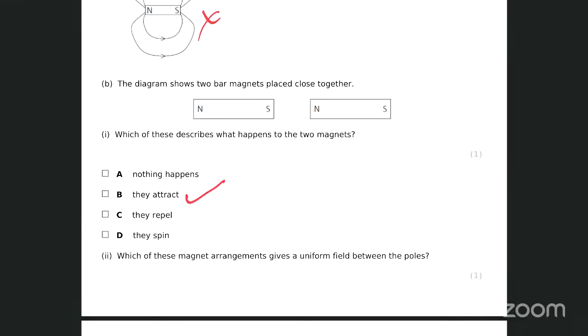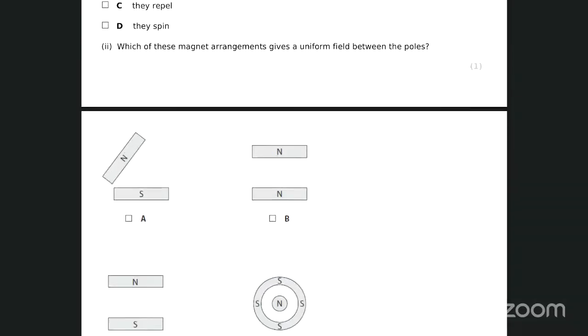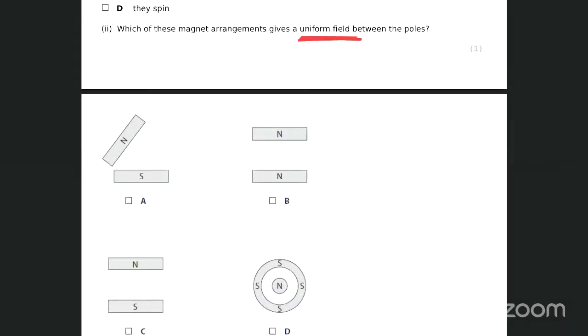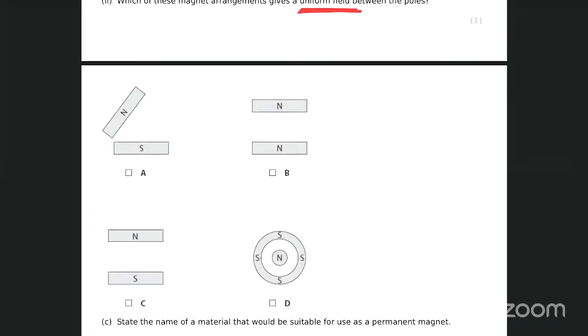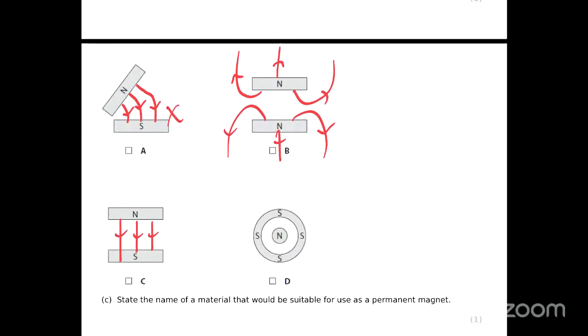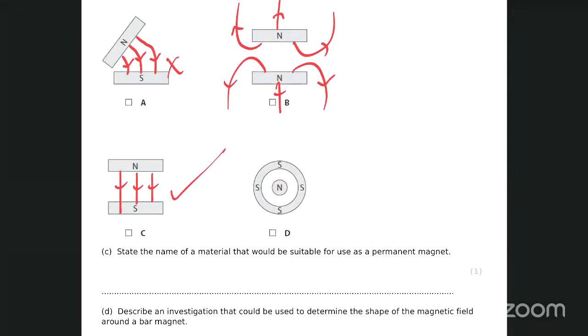And here, what will happen to the magnets? They will attract each other, right? And here, which of these magnets are arranged to give a uniform magnetic field, right? This one is wrong. You will have something like this, and here it will be like this. Just draw some field lines and see what is going to happen. And here you can see there will be a uniform magnetic field. This is okay.